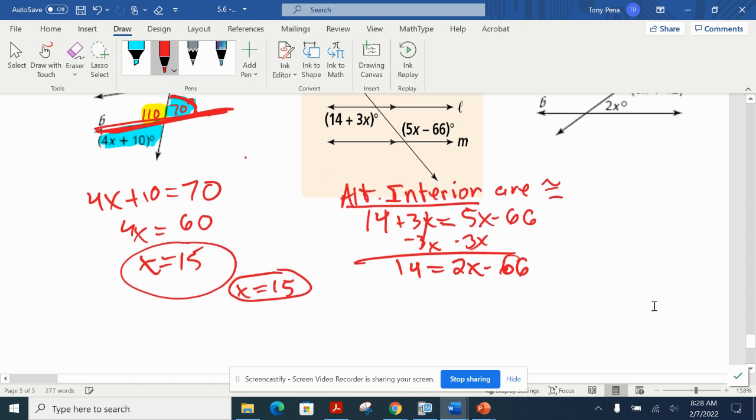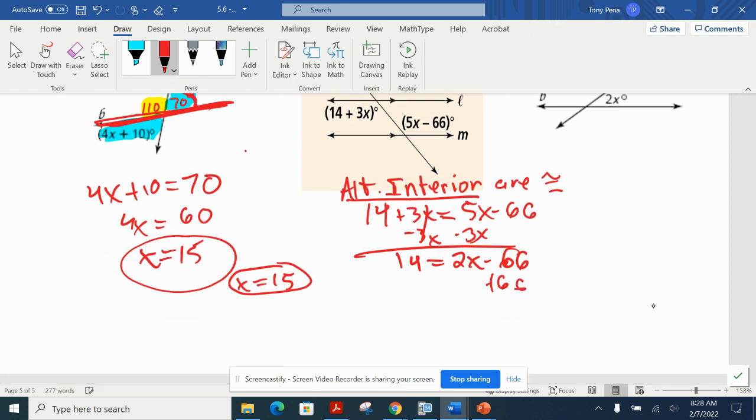All right. So 14 is that 2x minus 66. Add your 66 over. If my pen will let me, there we go. And then we get our 2x to equal what? 80. And then x is what, Lily? Good. And then we should get x to be a 40. All right.